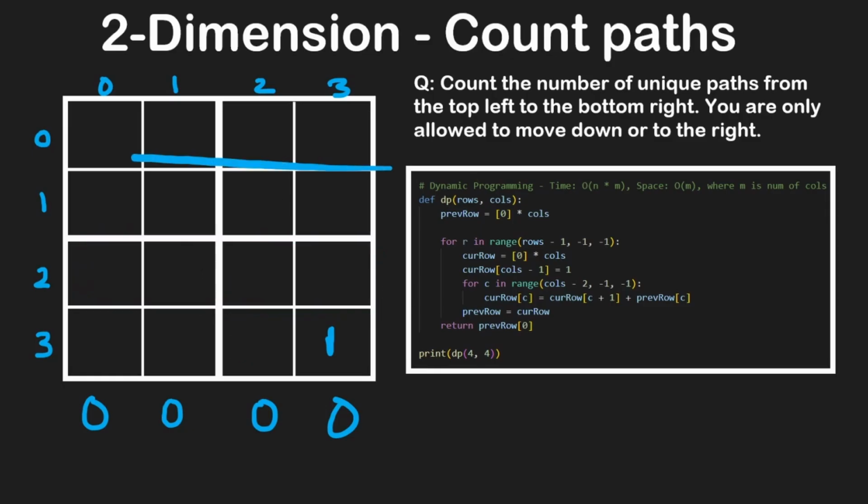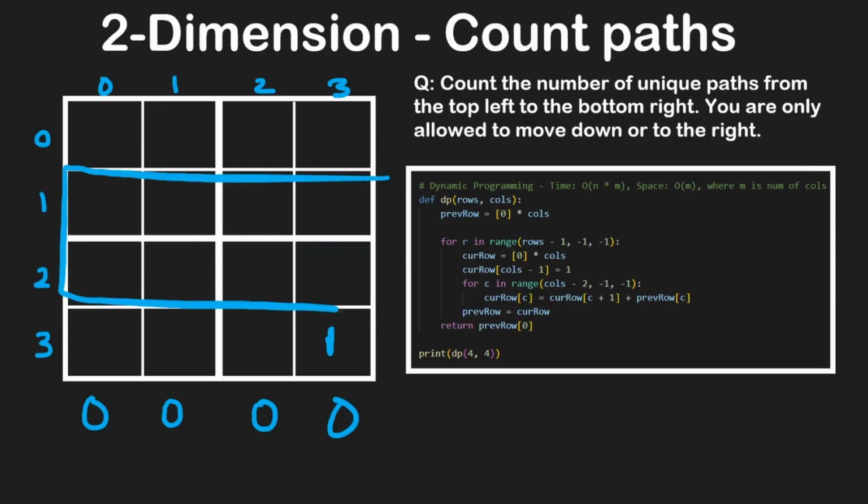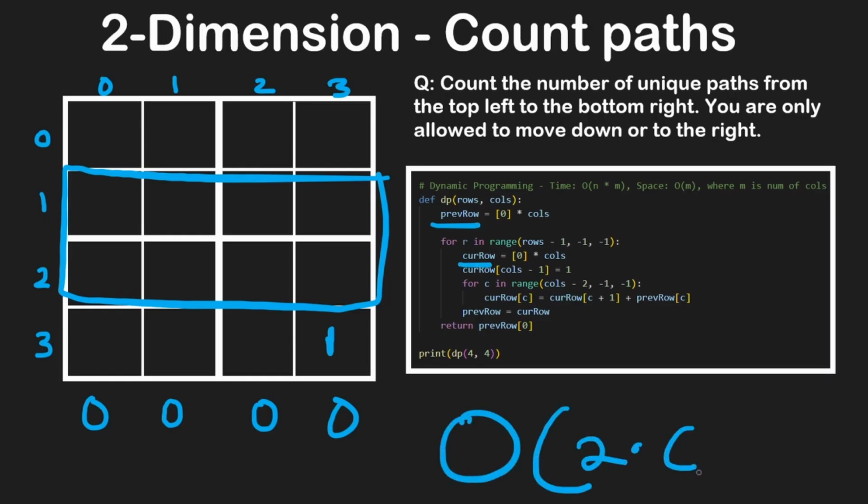And to get the values in this row, we only need the values below that row. So at any given point, we're only going to have 2 rows in memory, the previous row and the current row. So the space complexity is going to be 2 times the number of columns. Let's say m is the number of columns. So this is the space complexity. This can be reduced, of course, to big O of m, because we don't care about constants. So that's the space complexity of this approach.